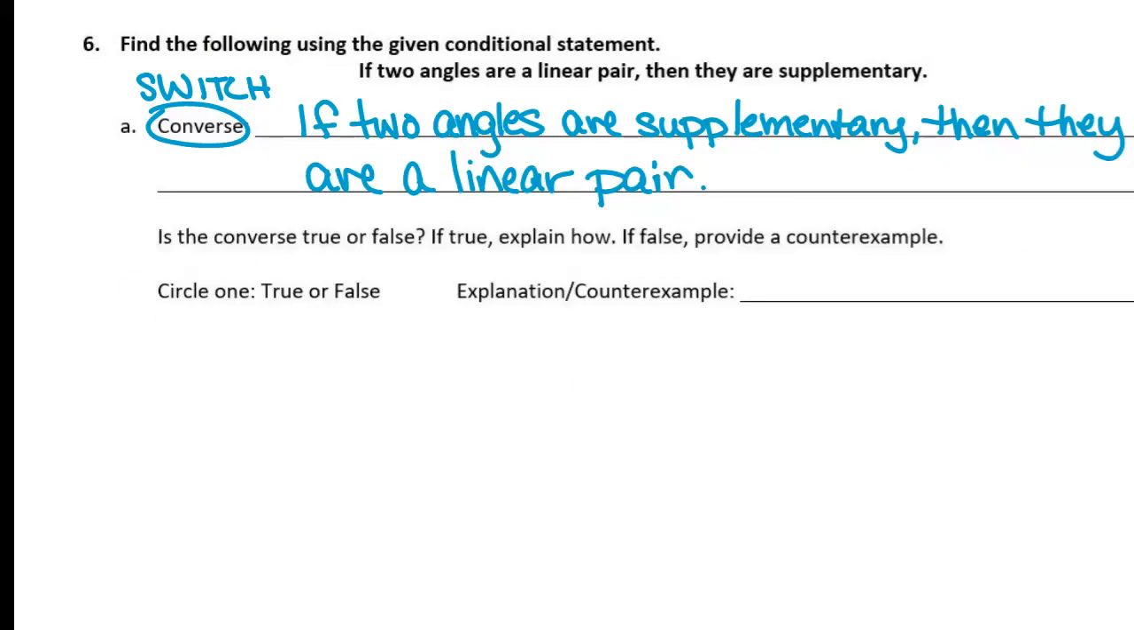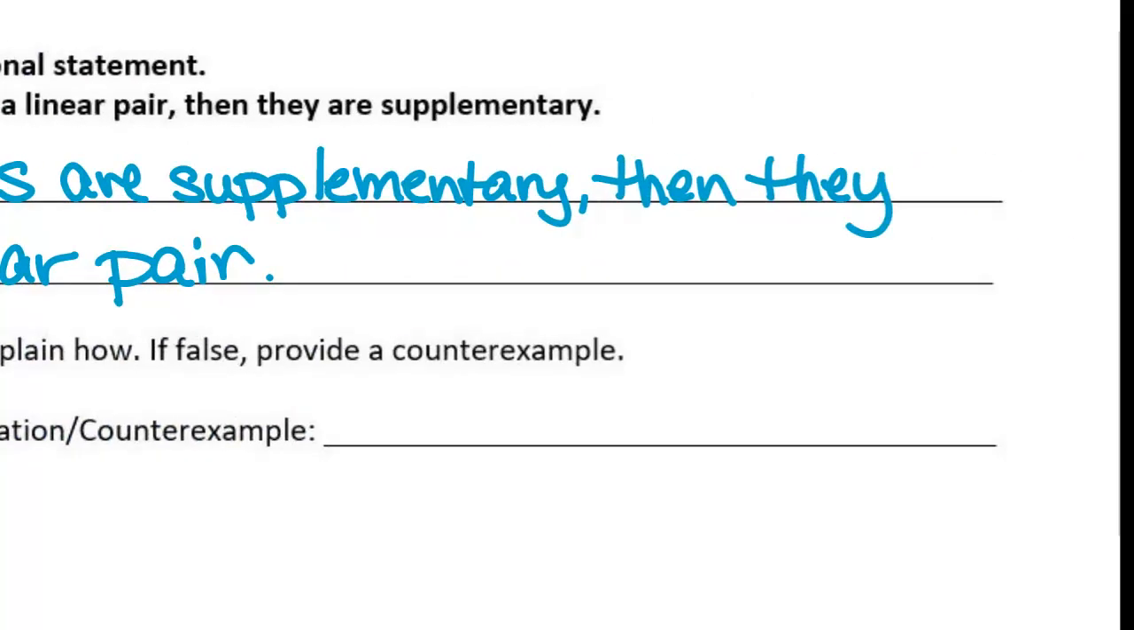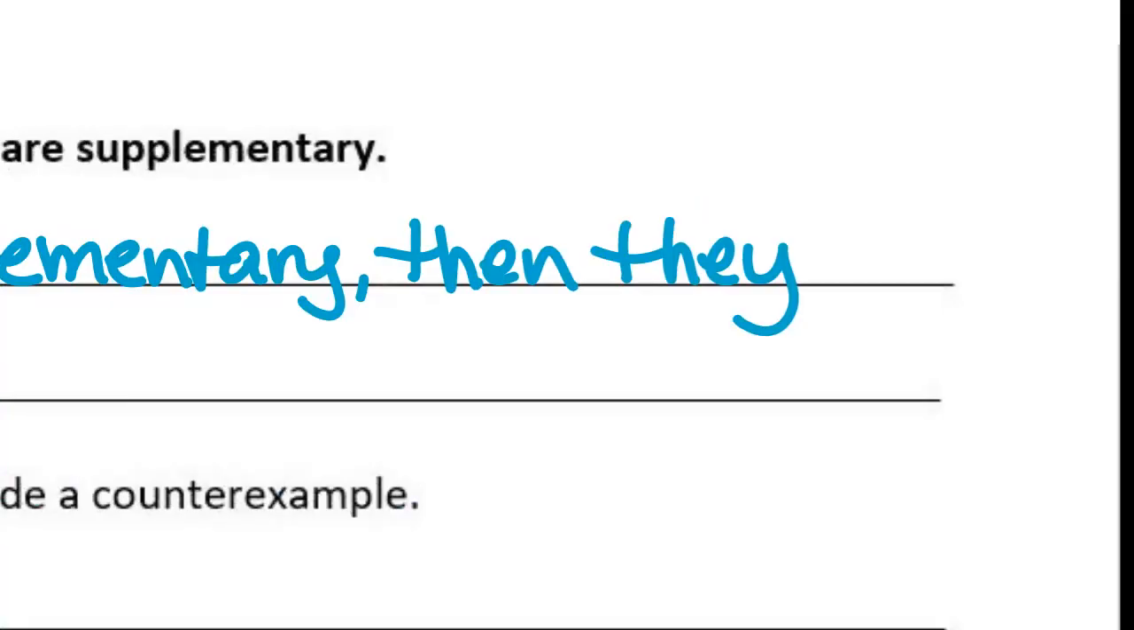And then we're supposed to decide whether that's true or false. So before we decide whether or not this statement is true or false, let's go back to the original one and decide whether that one's true or false first. If two angles are a linear pair, angles look like what? They have a shared side, and together they make a straight line. So two angles like this. Are those angles supplementary? Yes. They make a straight line, and a straight line measures 180. Supplementary means they add to 180. So this is true.